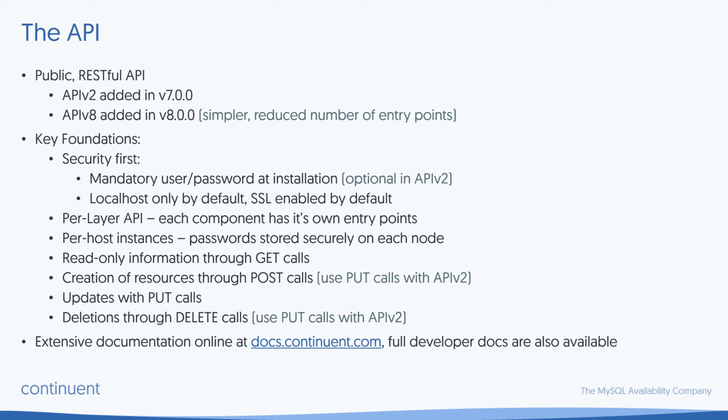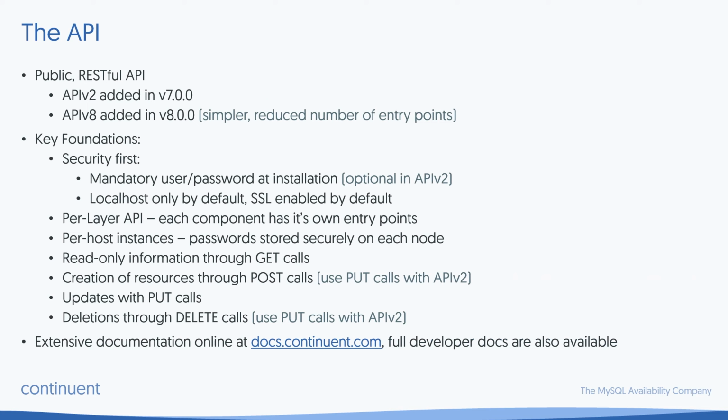We released version 2 in version 7 of the Tungsten Clustering and Tungsten Replicator products, and we released API V8, which was in the V8 version of our products. The V8 had some simpler endpoints, some refinements with a reduced number of those entry points.